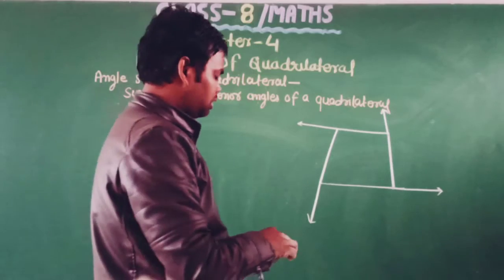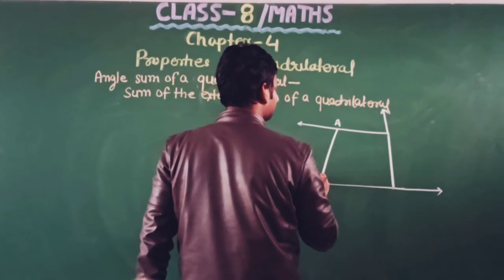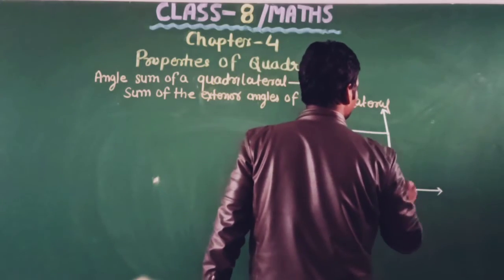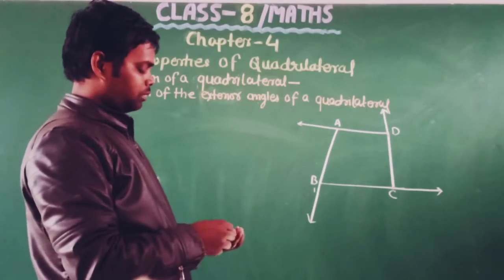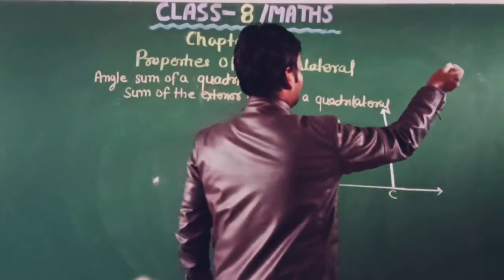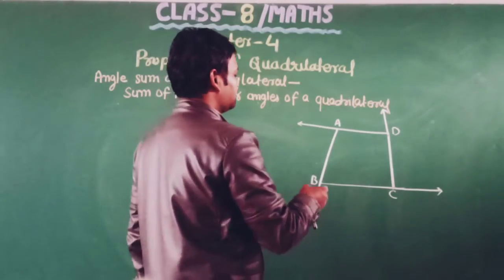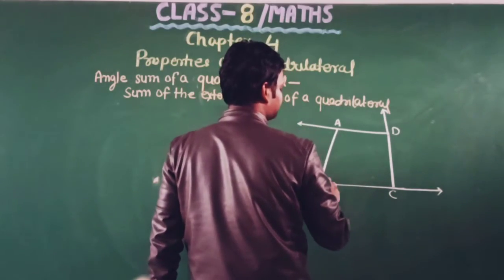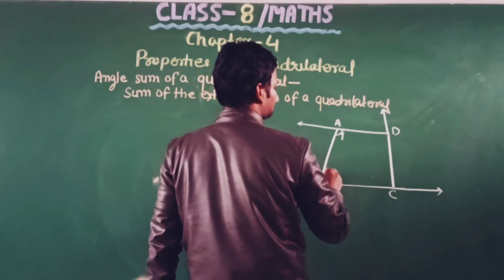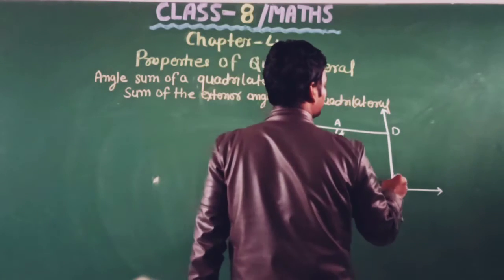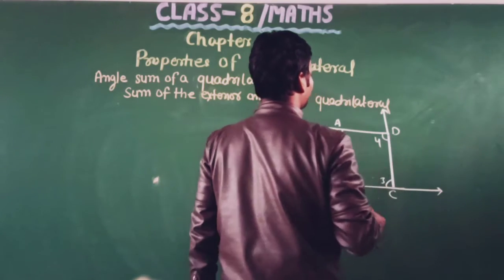Suppose ABCD is a quadrilateral. So we have interior angles: at A the interior angle is 1, suppose this is 2, this is 3 and this is 4.